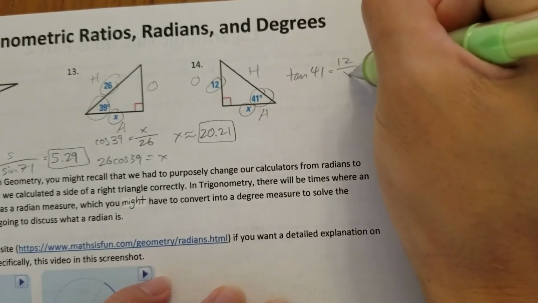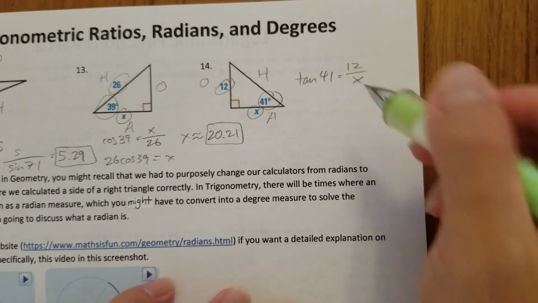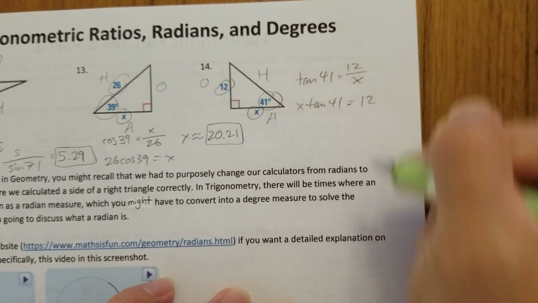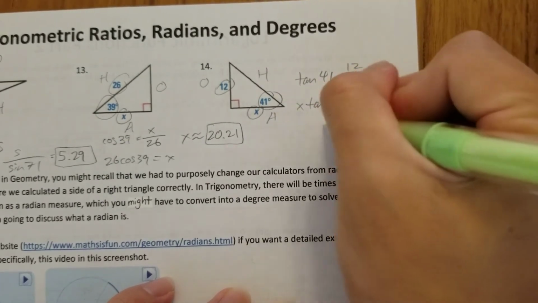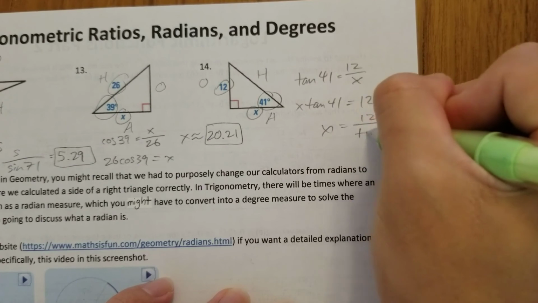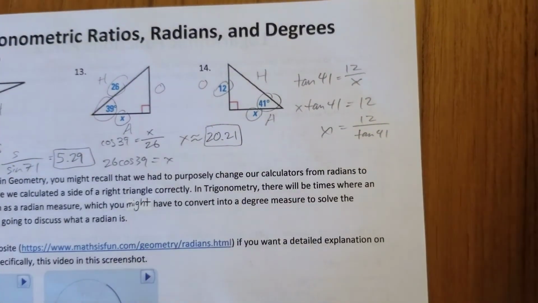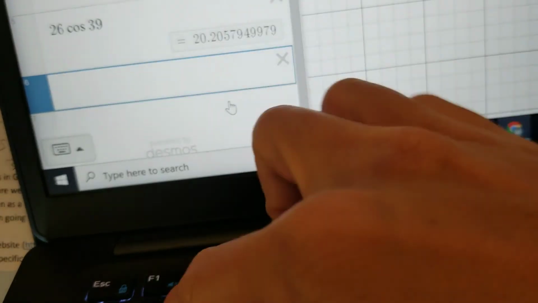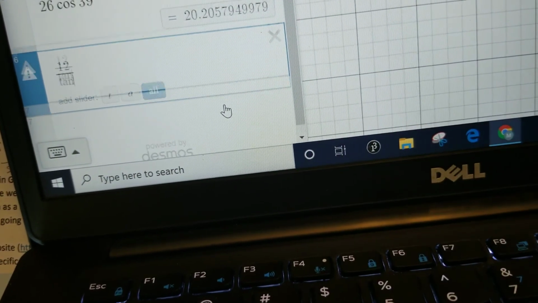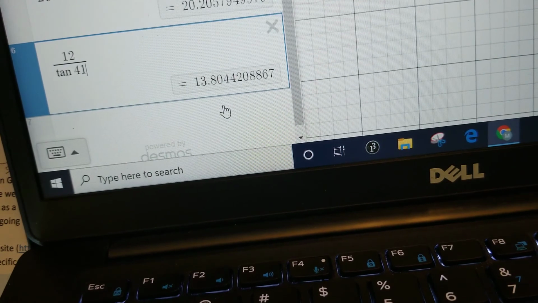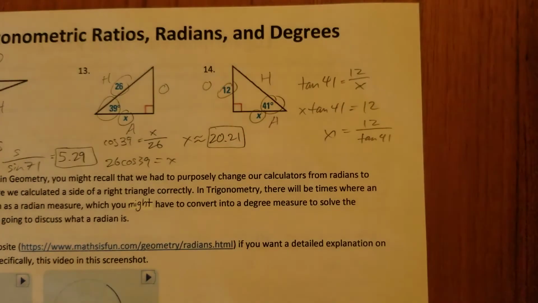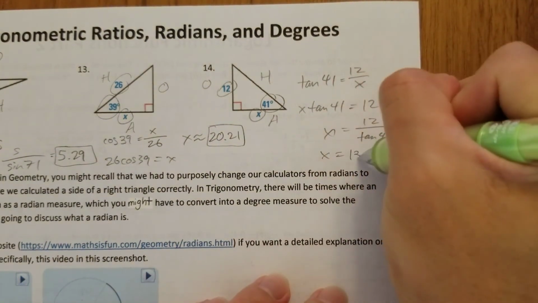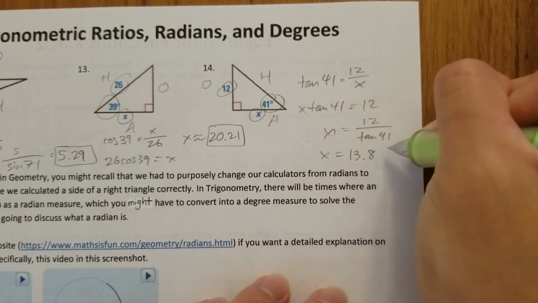What we need to do next is multiply both sides by x. So x times tangent of 41 equals 12. Divide by tangent of 41 on both sides. x equals 12 divided by tangent of 41. Go ahead and calculate that. 12 divided by tangent of 41 is about 13.80. So x is about 13.80.